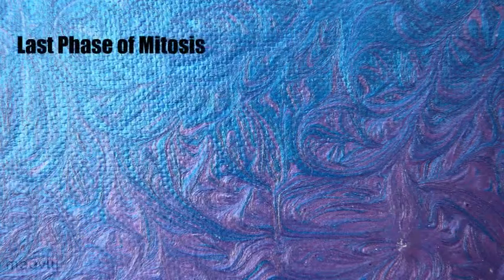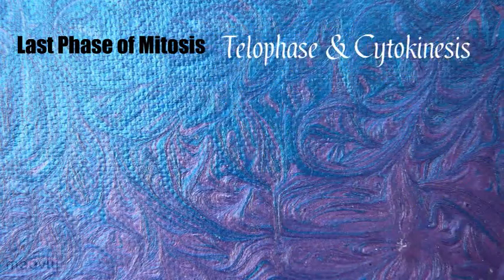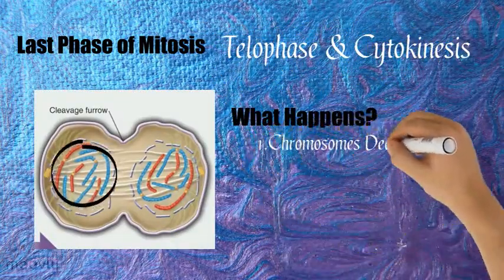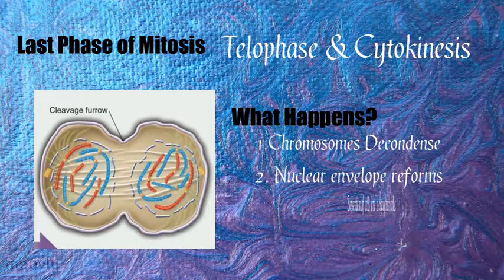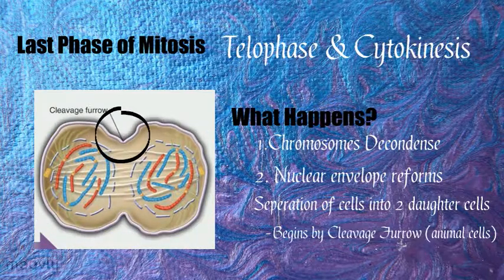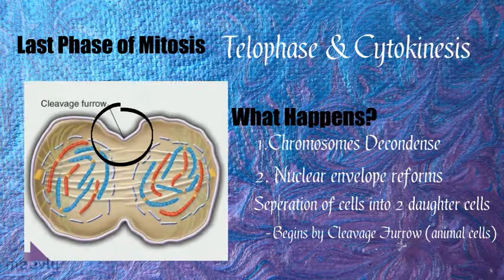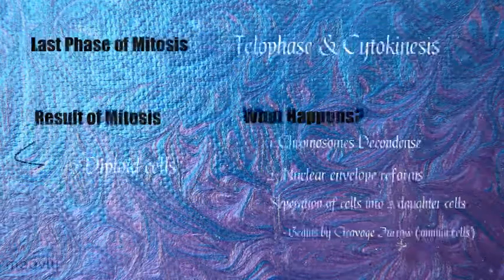The last phase of the cell cycle is called telophase and cytokinesis. In telophase, chromosomes decondense and the nuclear envelope reforms. Cytokinesis is the actual separation of the cell into two daughter cells, which begins by a cleavage furrow in the animal cells. At the end of cytokinesis, we are left with two cells.